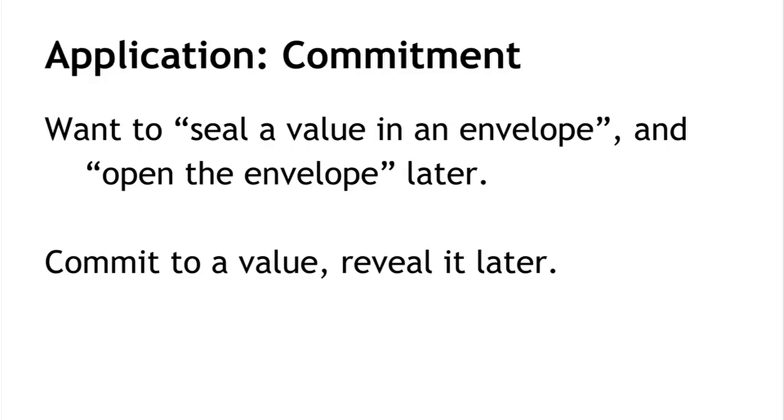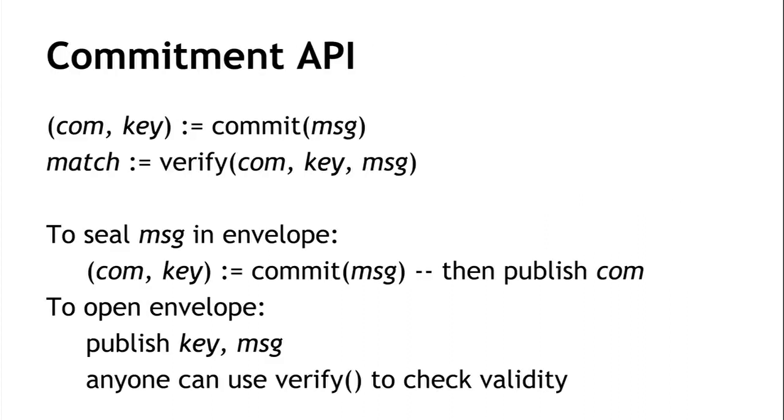To be more specific about what the API is that we're going to provide here, the commitment API looks like this: there are two things you can do. First, you can commit to a message, and that's going to return two values, a commitment and a key.